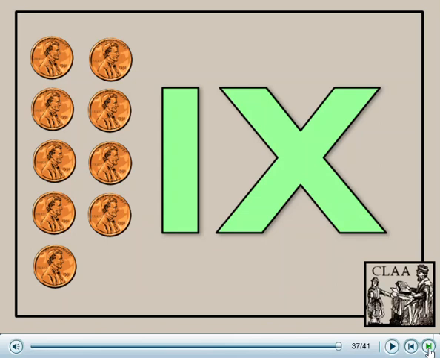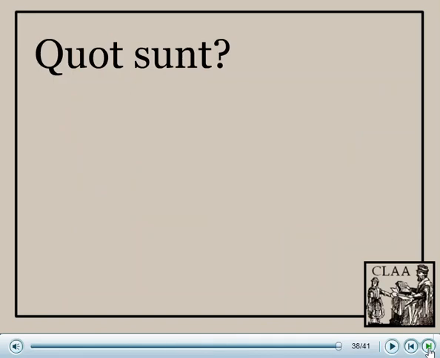You can see that the Romans wrote their numbers differently than we do. They didn't use units and tens to write their numbers. They had different symbols, and we'll learn more about them as we go on in Petty School Arithmetic. Quot sunt?